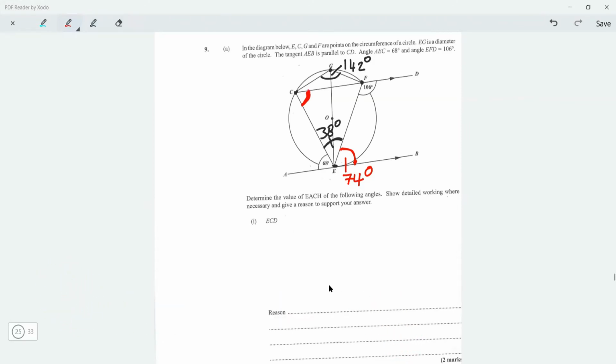To find this angle right here, we know that the line CE is a transversal line, and so that means that Z angles are equal. This is parallel to this, so we know that this is 68 degrees. ECD is 68 degrees. How do we know? Because of Z angles. So if you want to give them a full reason, you can tell them that CD is parallel to AB.